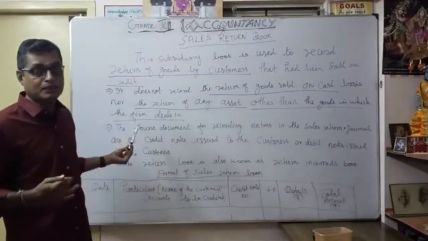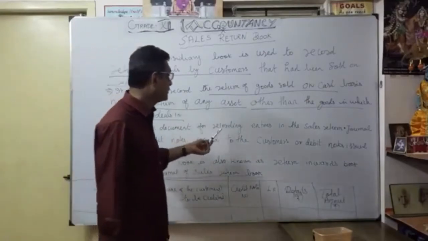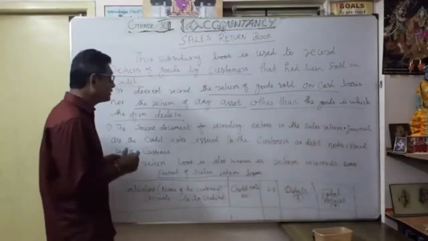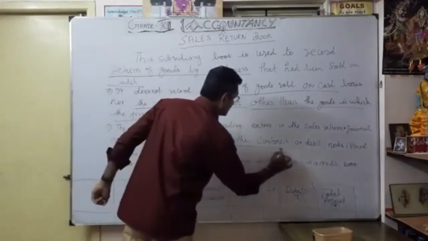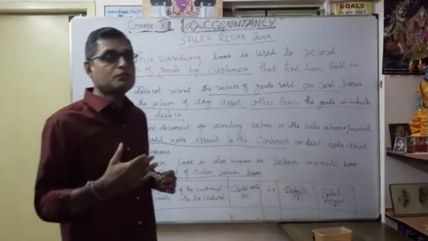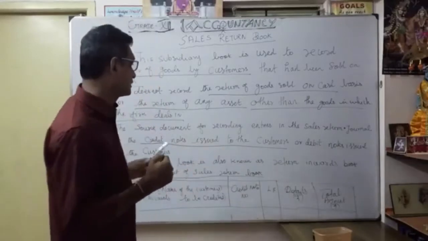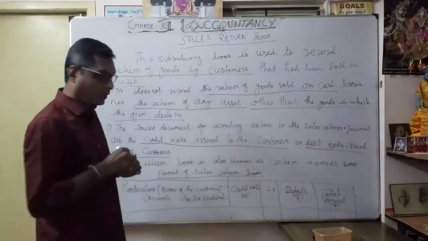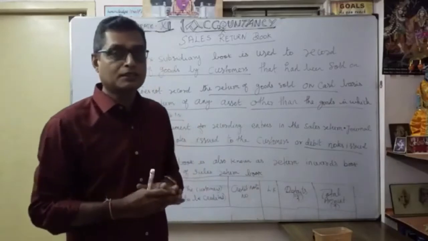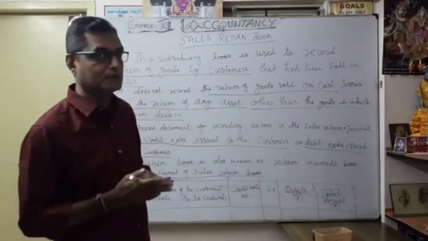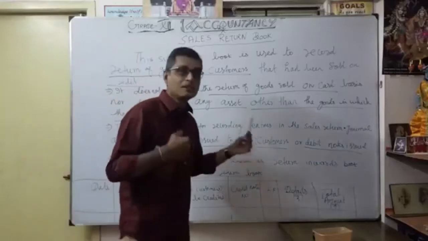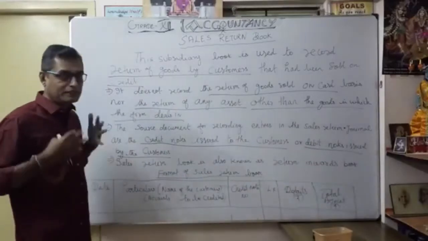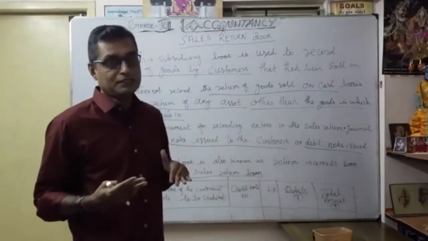In the sales return book, very important: how are you going to record the sales return? The source documents for recording entries in the sales return journal are the credit notes issued to the customers. So we give credit notes to the customer for recording the sales return, or debit notes issued by the customer. Understood? It is done in the same manner as the purchase return book. Similarly here, under the sales return book, you issue a credit note to the customer, or the customer issues a debit note. Both ways.